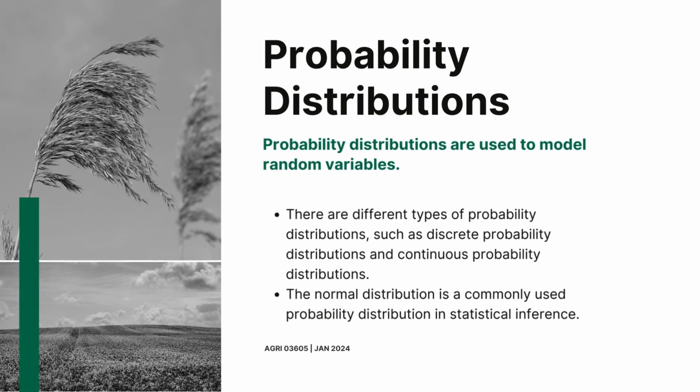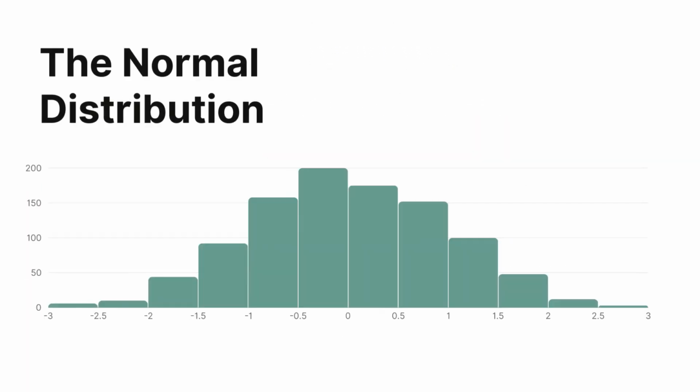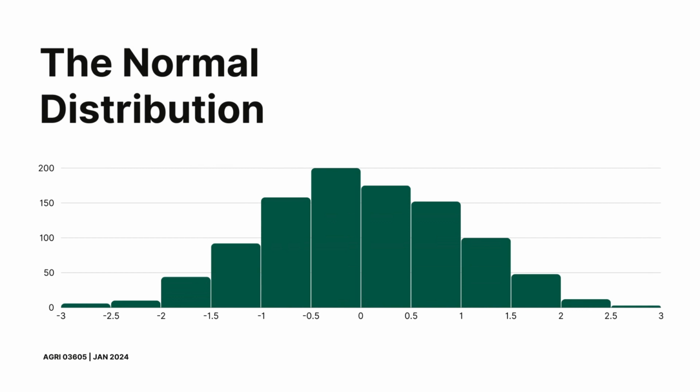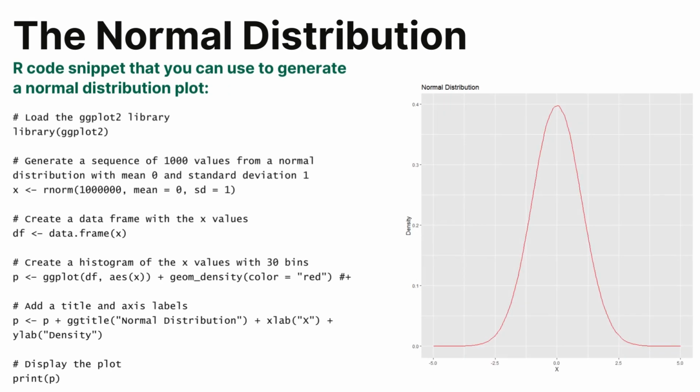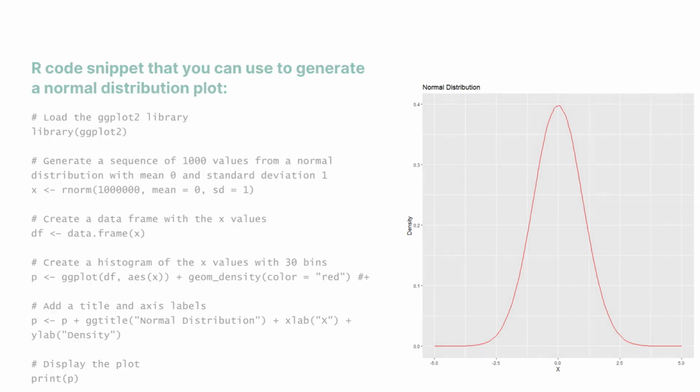Now let's broaden our perspective to probability distributions. These are mathematical functions that describe the likelihood of different outcomes. While several distributions exist, we'll focus on the normal distribution due to its common occurrence in natural phenomena. The normal distribution, often represented as a bell-shaped curve, is characterized by two parameters, mean and standard deviation. These give us a powerful overview of data distribution.